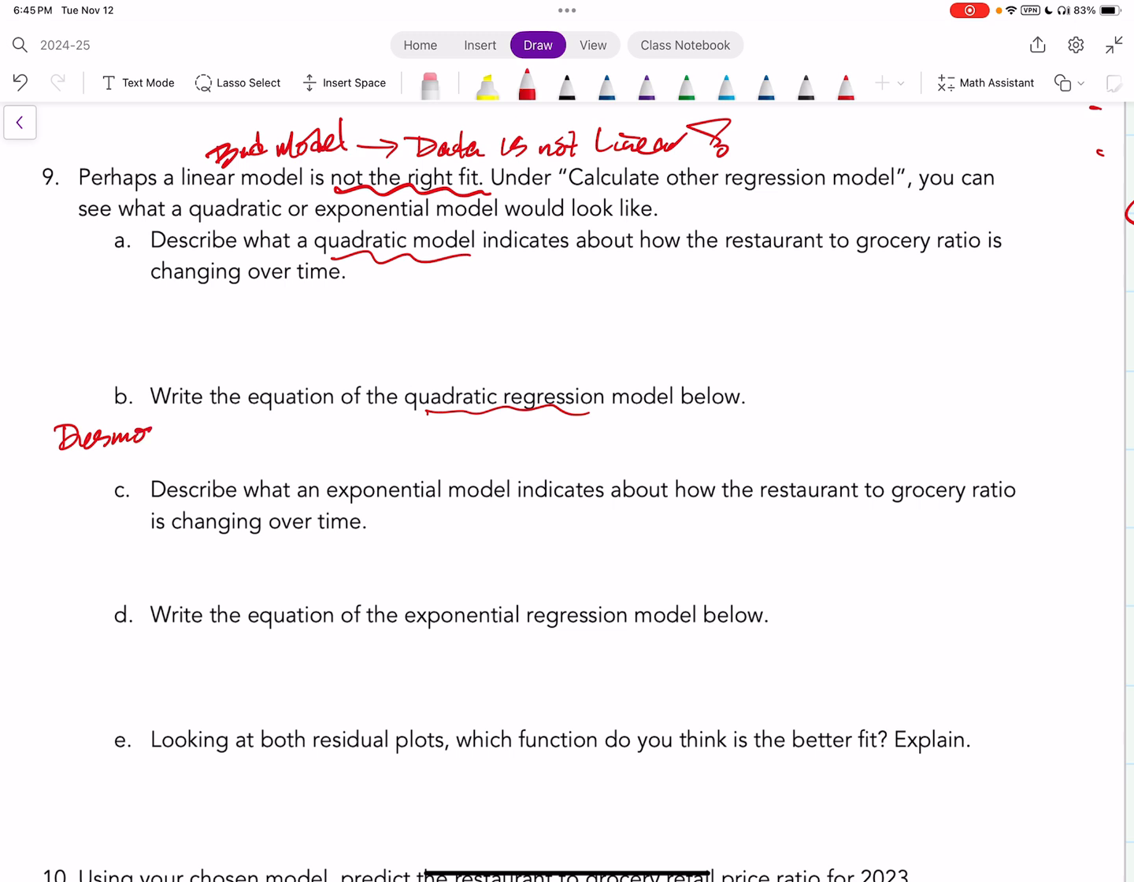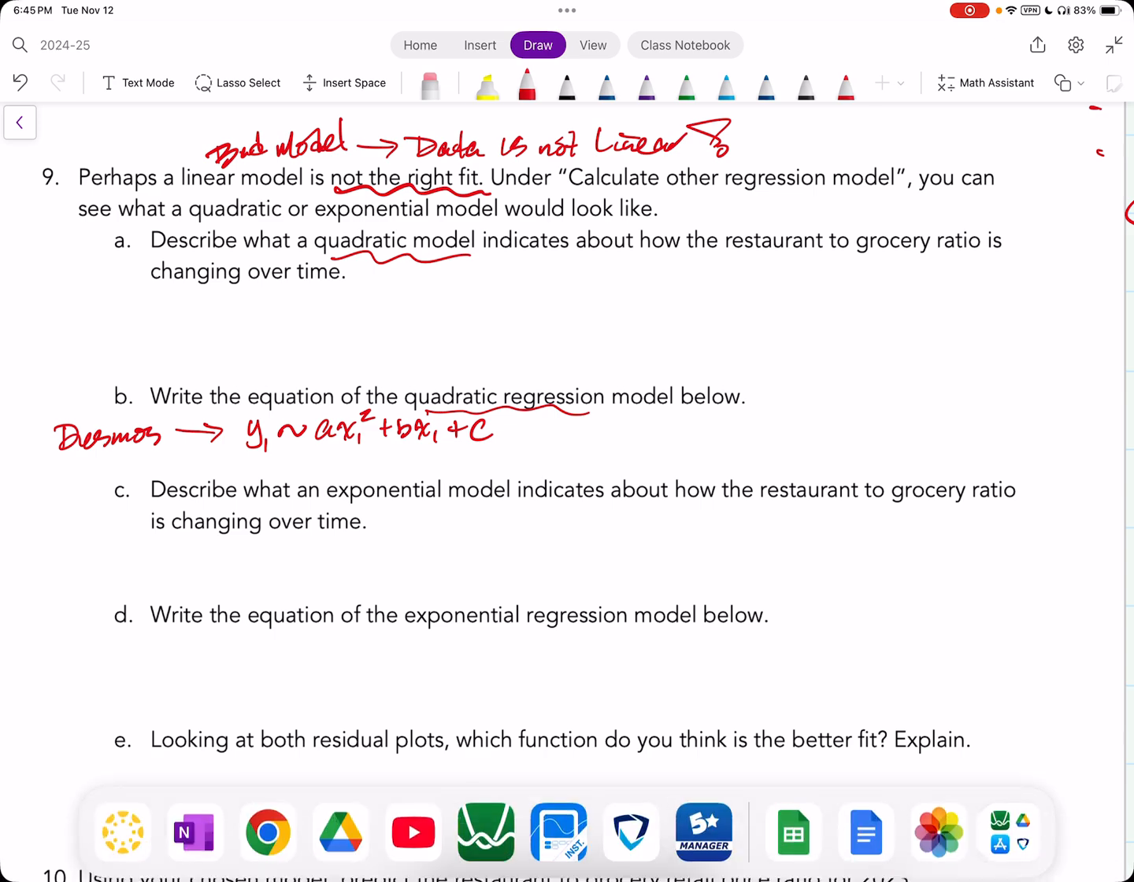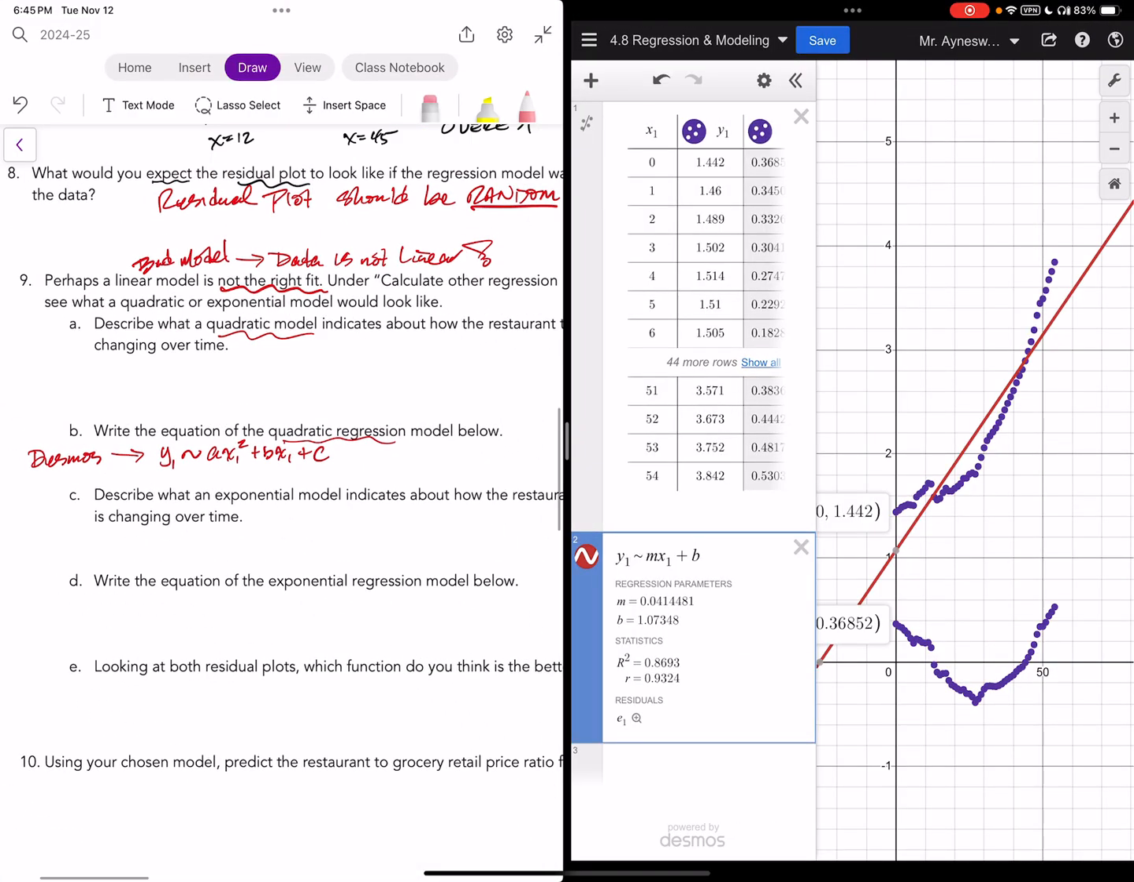I don't know what the other program does, but this one here, the quadratic model looks like this: y1 tilde ax1 squared plus bx1 plus c. That's the quadratic form that you saw in Algebra 1 and Algebra 2. So what we need to do is enter that in and see what it looks like. Let's go back and split screen. Let's bring back Desmos and type it in.